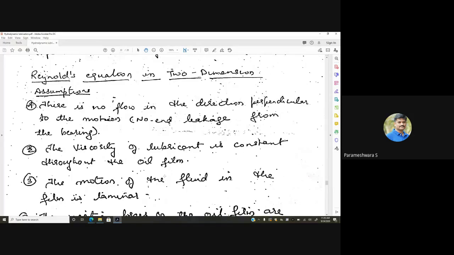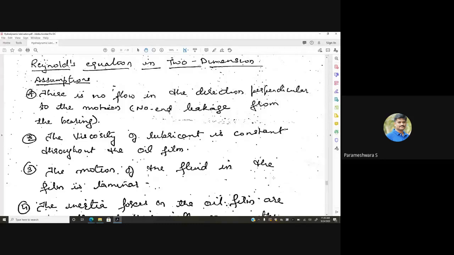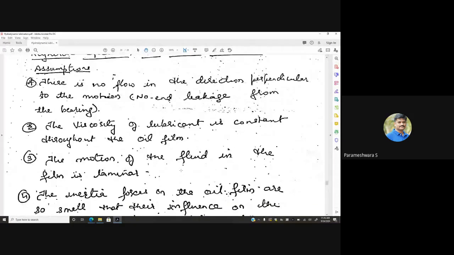Second assumption, the viscosity of the lubricant is constant throughout the oil film. As we are all aware, the viscosity value varies with the temperature and the pressure, but for the derivation purpose, we assume that the viscosity is constant throughout the oil film. The third assumption is the motion of the fluid in the film is laminar. Even in derivation of Newton's law of viscosity we have stated the same assumption: the motion of the fluid in the film is laminar.